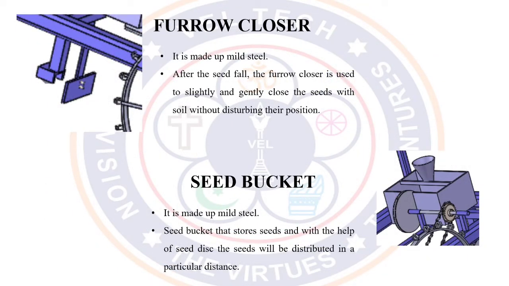Furrow closer. Design of furrow closer is shown in that image. 1. It is made up of mild steel. 2. After the seed falls, the furrow closer is used to slightly and gently close the seeds with soil without disturbing their position. Seed bucket. Design of seed bucket is shown in that image. 1. It is made up of mild steel. 2. The seed bucket stores seeds, and with the help of the seed disc the seeds will be distributed at a particular distance.